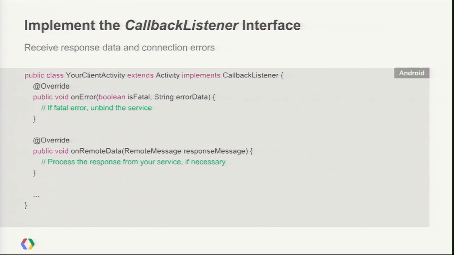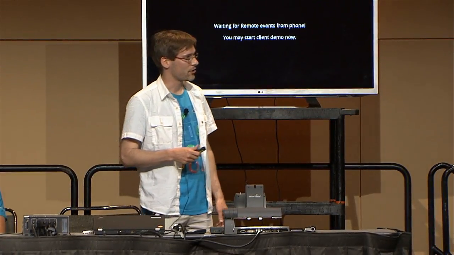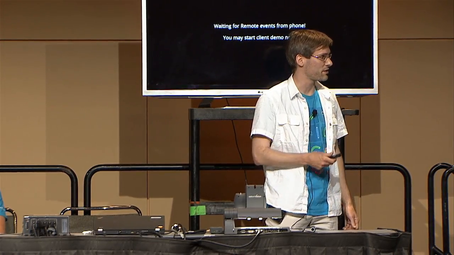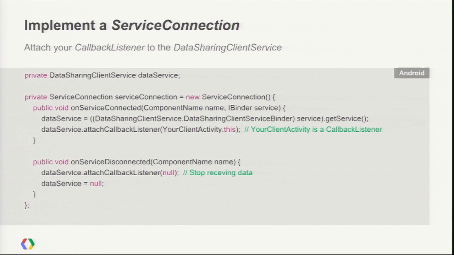And I think most of it's actually in an activity that you can implement or extend yourself, what we'll call the data sharing activity, which will simplify things. But if you want to use this code, the most flexible way is to implement this activity. So you want to implement a service connection so that you can attach your callback listener, which was your activity, to the data sharing client. And that's basically this line right here.